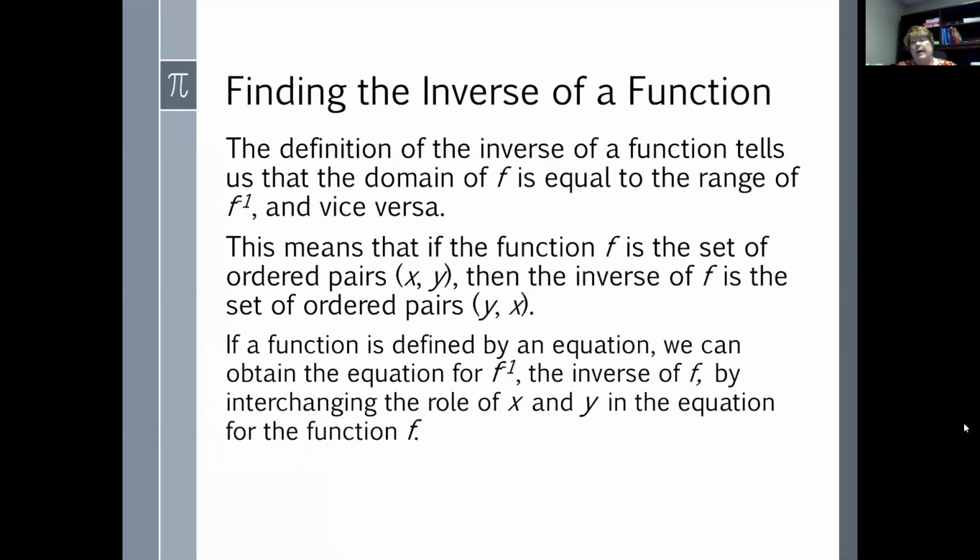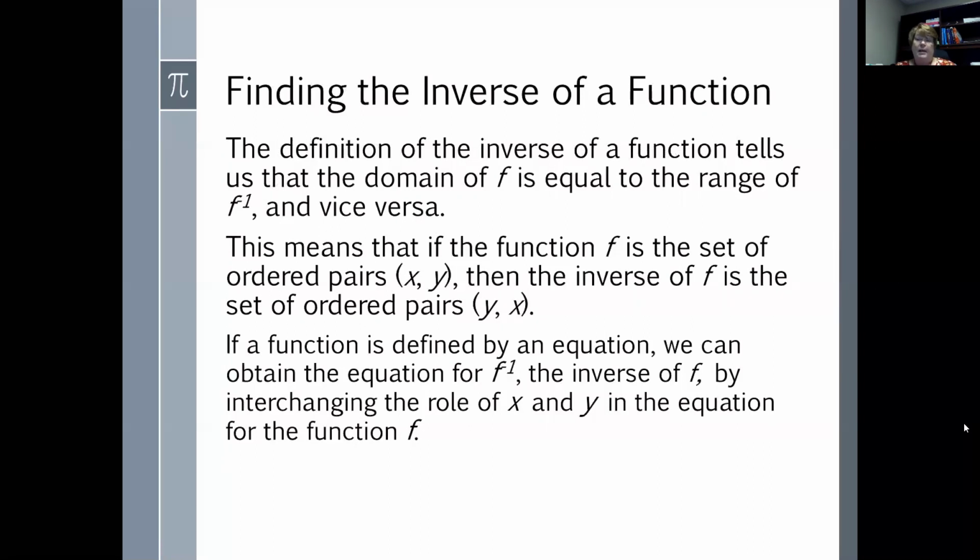So how do you find the inverse of a function? The definition of the inverse of a function tells us that the domain of f is equal to the range of the inverse and vice versa. That means that if the function f is the set of ordered pairs x, y, then the inverse of f is the set of ordered pairs y, x. To find the inverse of a function, you interchange the domain and range.